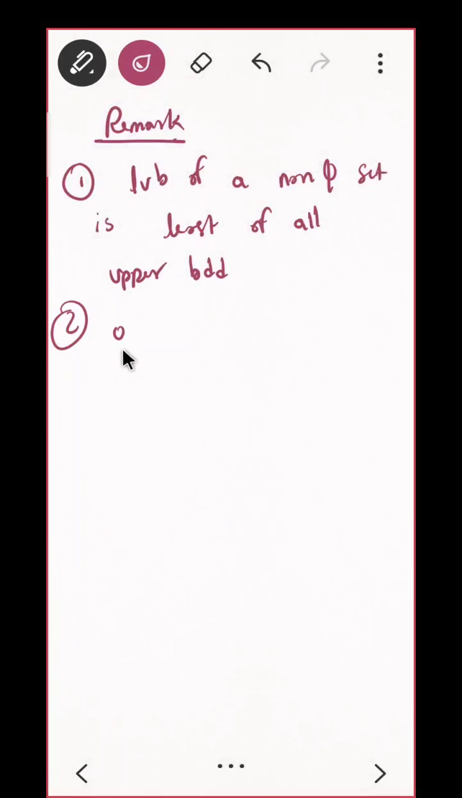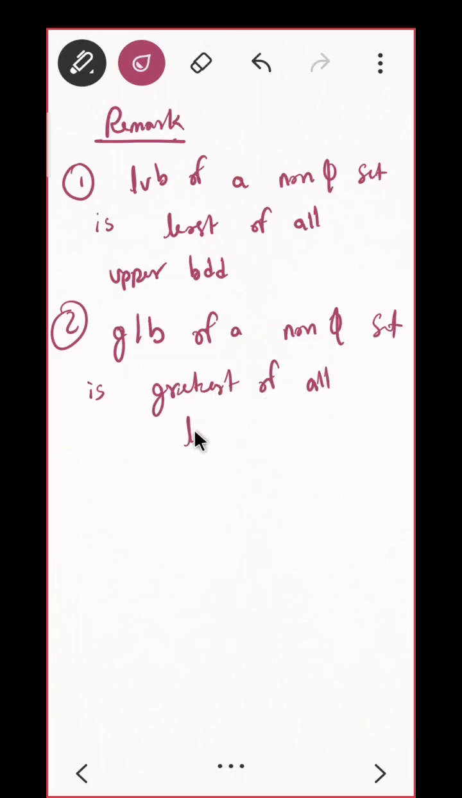And what will be the second? What will be GLB? It is the greatest of all lower bounds. So one way to prove that, find all lower bounds, find all upper bounds, and check whether that is the least or greatest. That is one way to do. Is the remark okay? Yeah, good. And you already know how to find that least upper bound and greatest lower bound, correct? You just have to find the set of all upper bounds, the set of all lower bounds, and that's it.